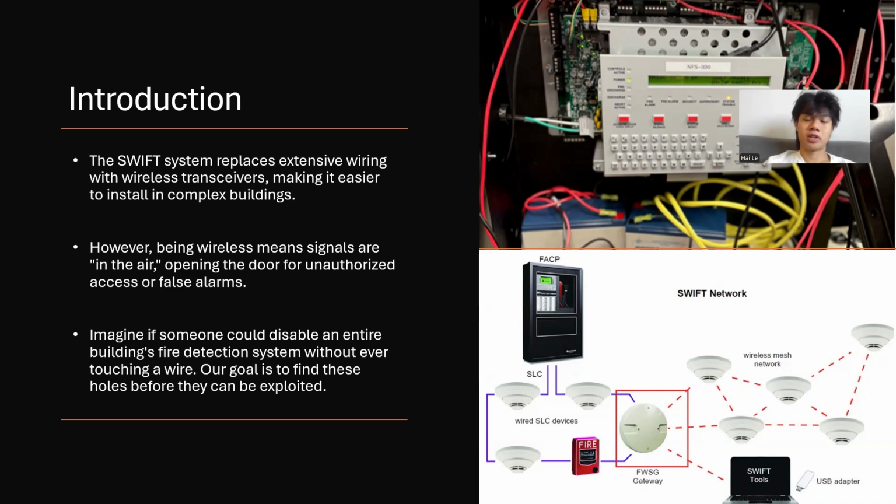The biggest security risk is that someone is going to be able to disable an entire building, and all the fire alarms in the building, without ever actually touching any wire. And what we're analyzing is how they would do this and how to prevent that. On the right here, you can see the wireless network and the control panel. And on the top right, it's just the main control panel as well.